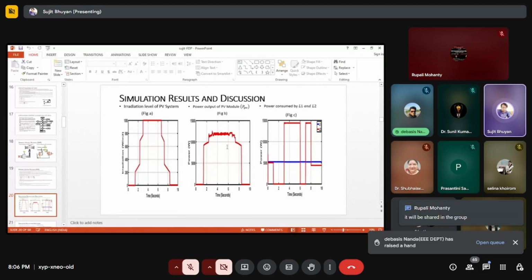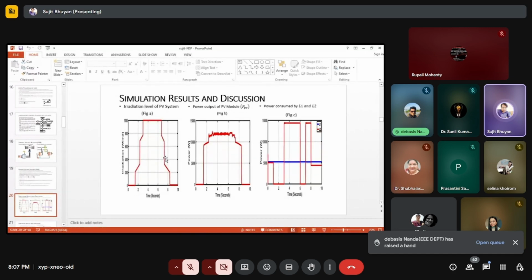Whatever I described previously, this whole arrangement we are doing, all of it is designed. So these are the simulation results. See figure A, this is the irradiation level. See, the irradiation level in the morning hour is low, and in the evening hour it is less, and it increases toward noon, 12 to 2 it is more, and again it decreases, right? This is the irradiation level of the PV.